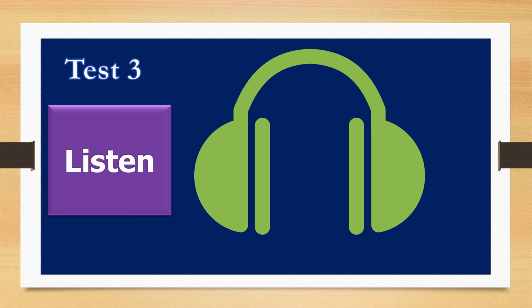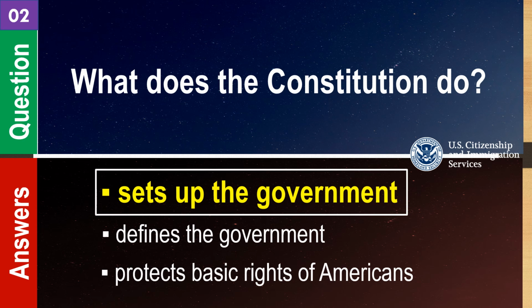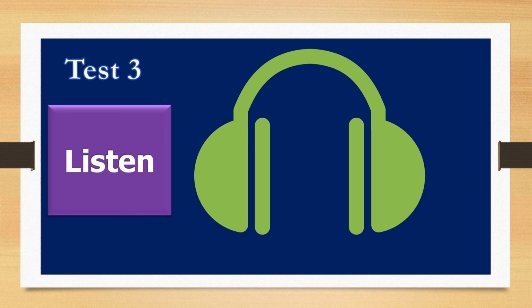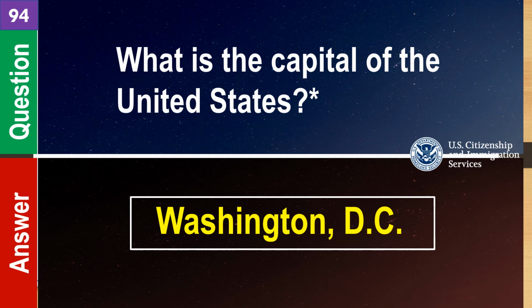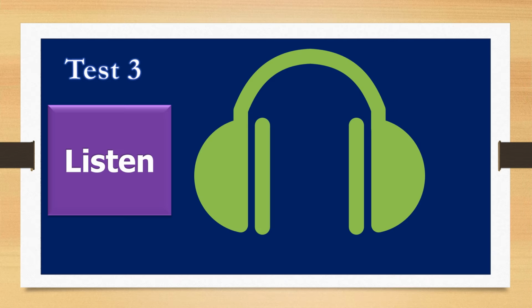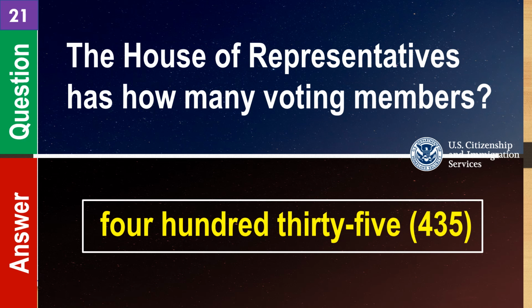What does the Constitution do? Sets up the government. What is the capital of the United States? Washington, D.C. The House of Representatives has how many voting members? 435.